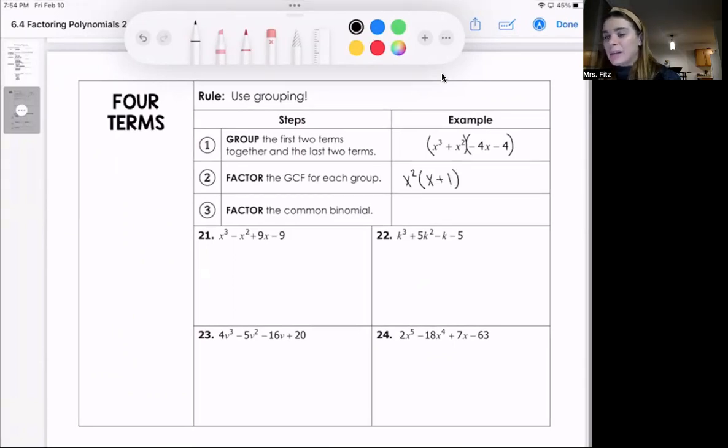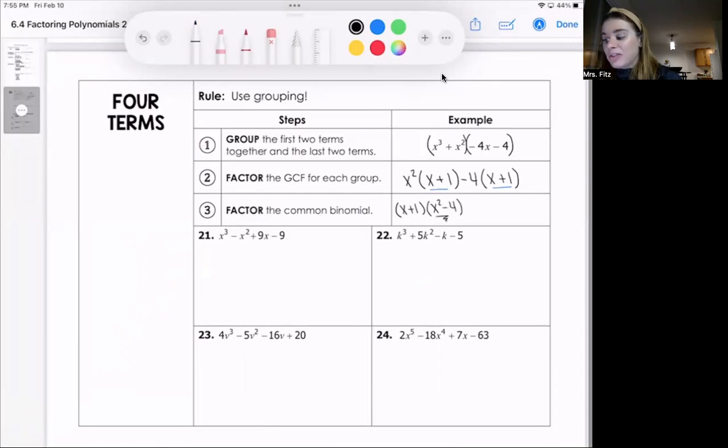Between the negative 4x and minus 4, they have a GCF of minus 4. And then in parentheses, I'm going to write what's left. Negative 4x, take away the negative 4, you just have x. Negative 4 over negative 4 is plus 1. Now notice here that they have an x plus 1 in common. If that's the case, we can actually factor out the x plus 1 from the x squared and the minus 4. So this factors to x plus 1 times x squared minus 4.